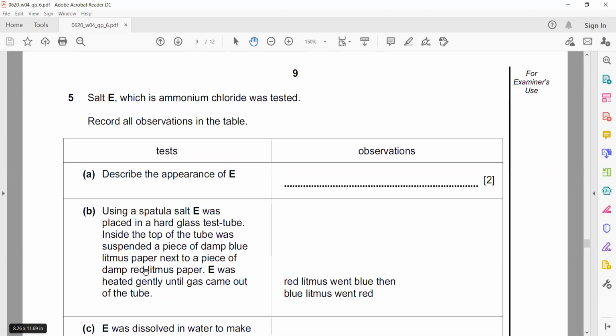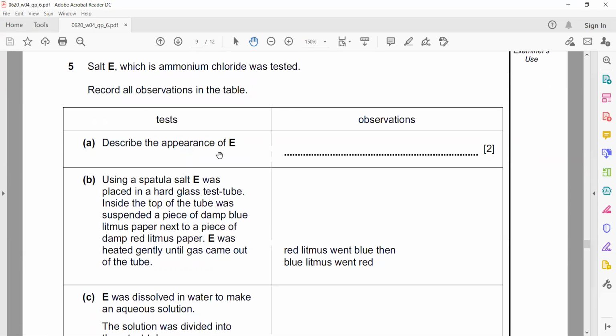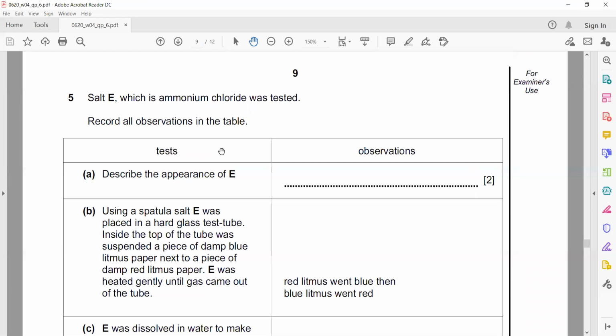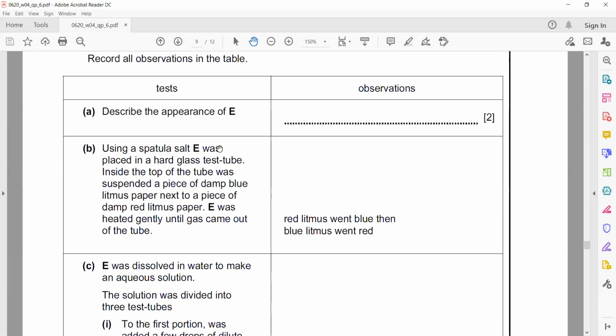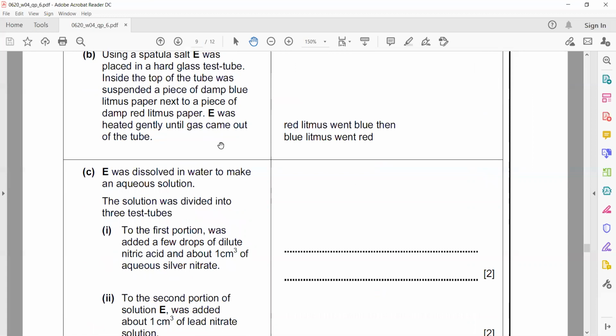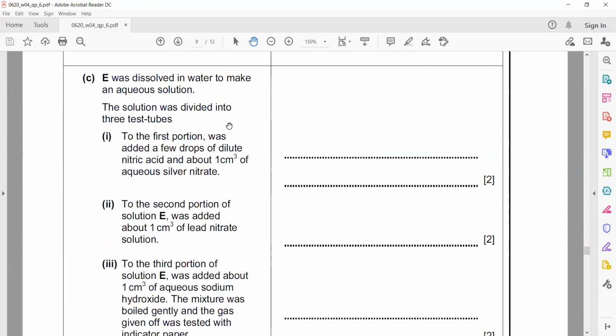So basically what is showing? It is showing that acidic and alkaline gases are given off. And because it is ammonium chloride, this can result in the formation of ammonia gas and hydrogen chloride gas.